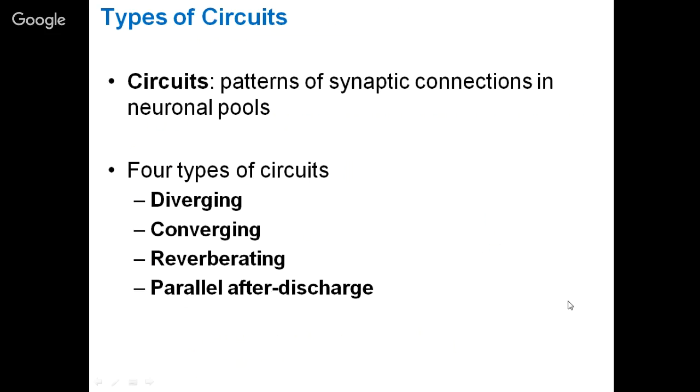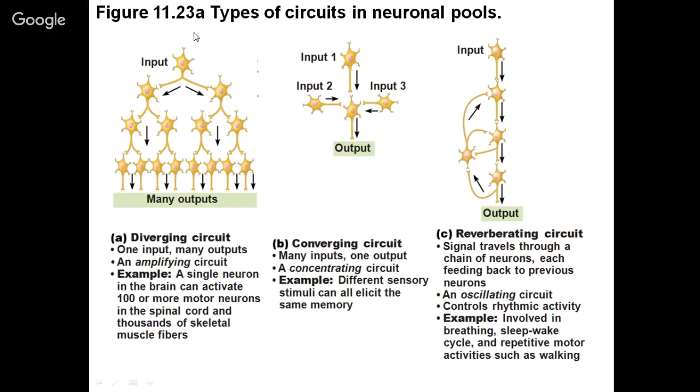Thinking about the types of circuits in the nervous system with regard to neurotransmission, circuits are defined as the patterns of synaptic connections in the neuronal pools. There are 4 types of circuits: diverging, converging, reverberating, and parallel after-discharge. And these are the types of circuits which have been depicted here.